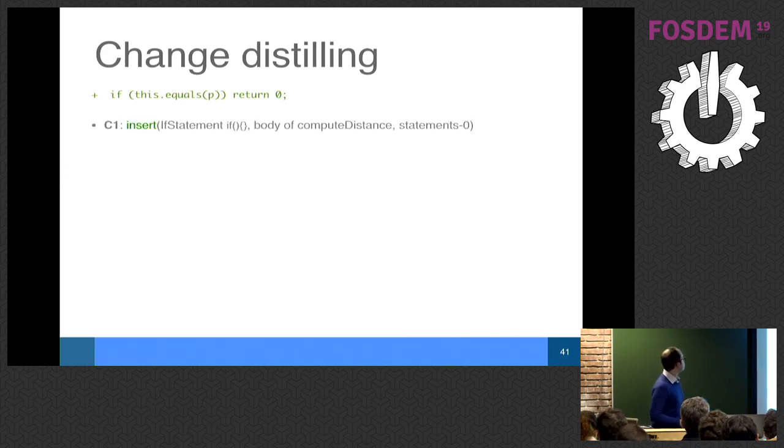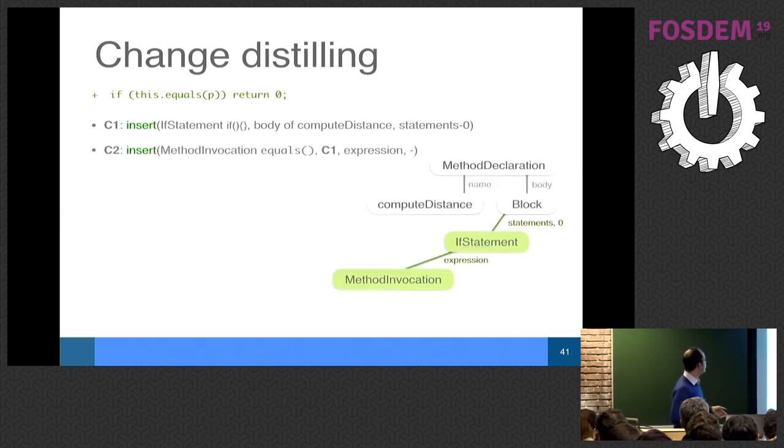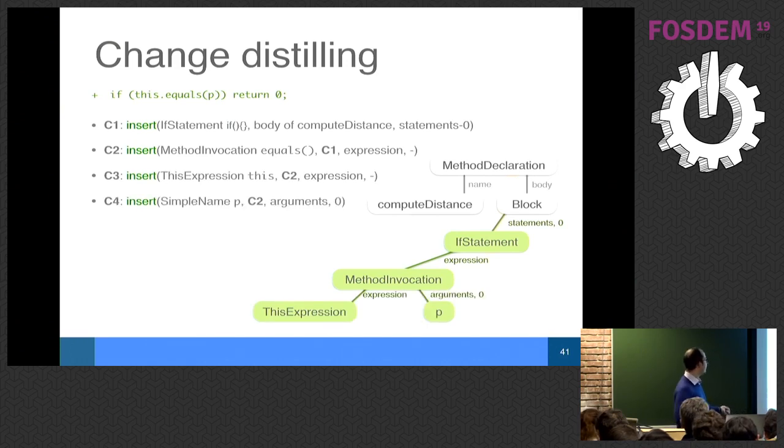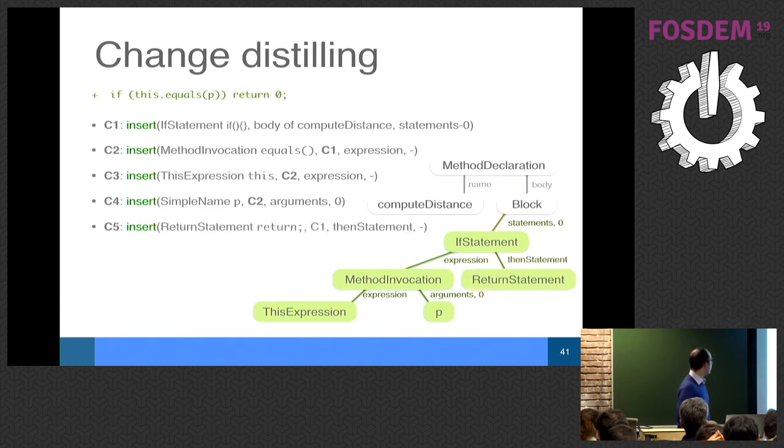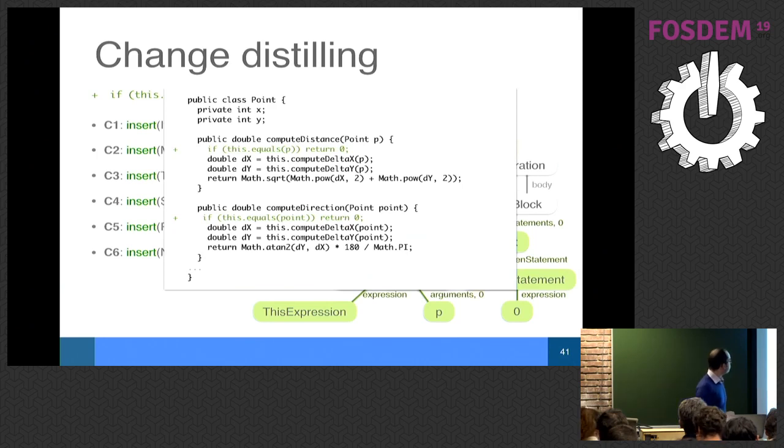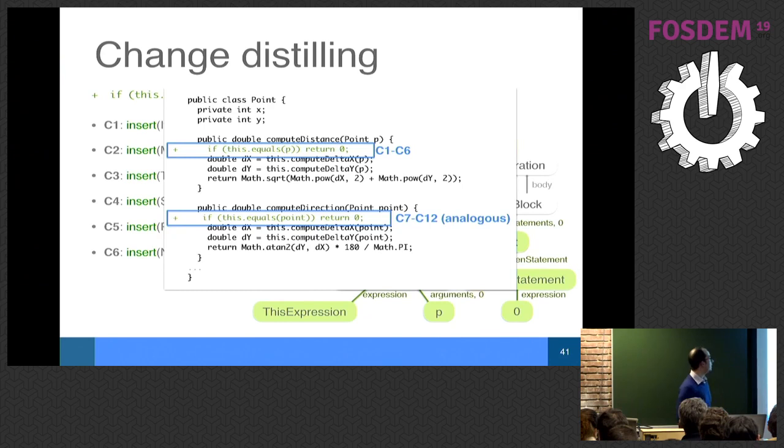Now, what are we doing? First of all, we are inserting an if statement. Then we are inserting a method invocation. Afterwards, we are adding this expression, and then we are computing the equals on the argument that is p. Afterwards, we are returning an integer. Now, we can see that we have two different groups of changes, this one and this other one. But in the end, these two groups are doing the same.